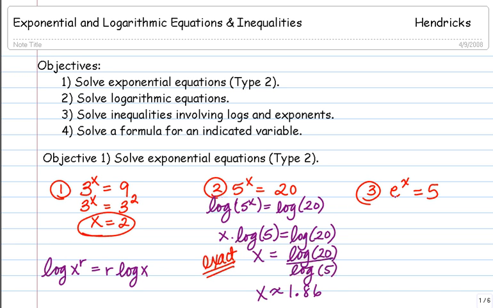Now this third equation, e to the x is equal to 5. If you have a base e, then you want to use the natural log. So we could take the natural log of e to the x is equal to the natural log of 5. Well, natural log and e are inverses of one another, so that just gives us x is equal to the natural log of 5. So an approximated answer would be 1.61. Or the exact answer would be natural log of 5.